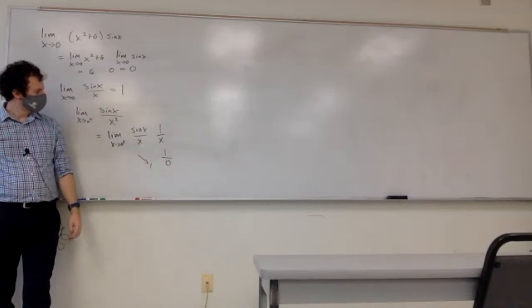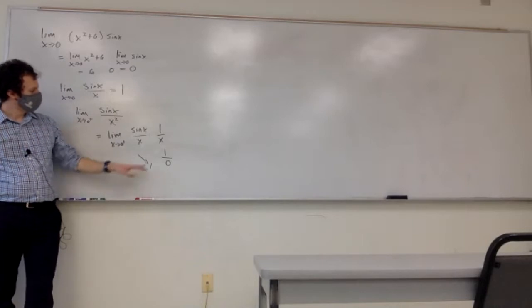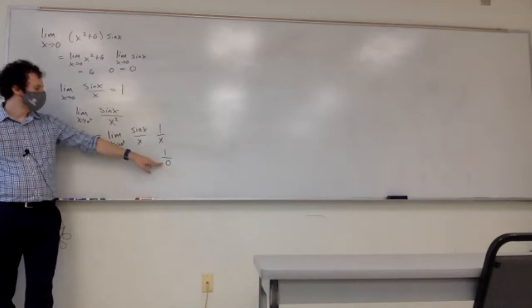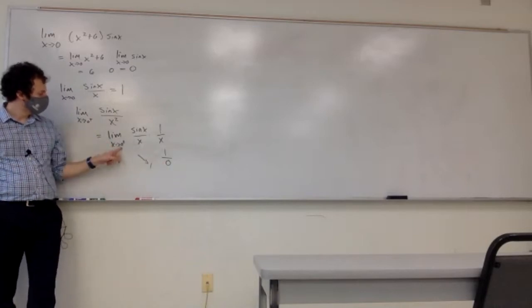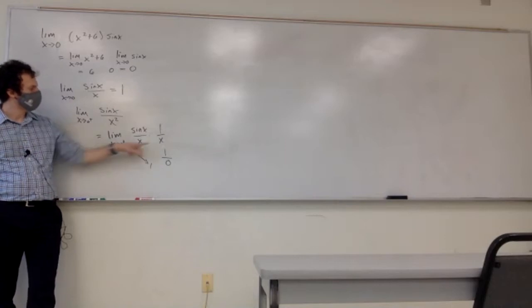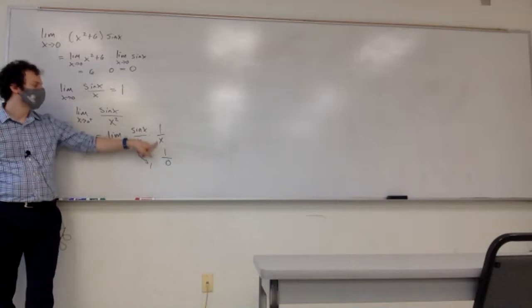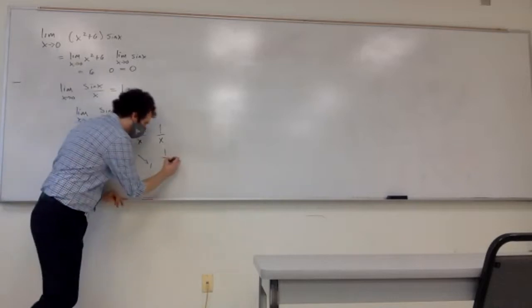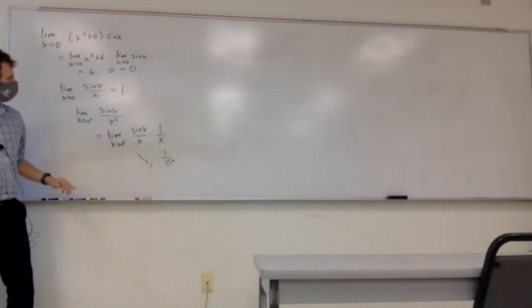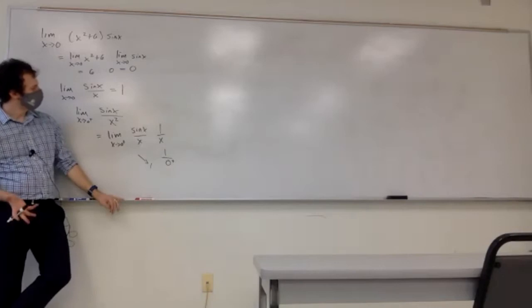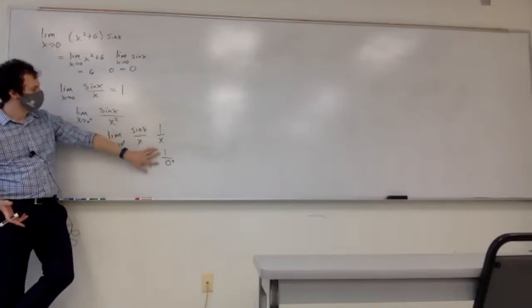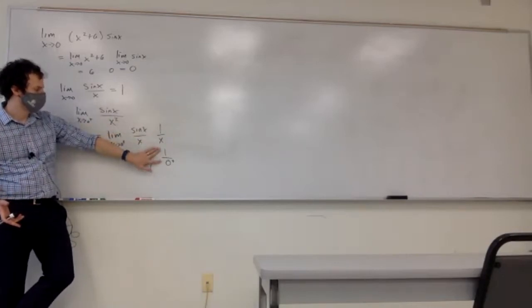And what we have to check is, are we getting positive or negative numbers on the bottom? If we're putting in things that are greater than 0, we're getting positive things here because it's just x. So what's happening is 1 over x is going to infinity. That's the way that we interpret this.